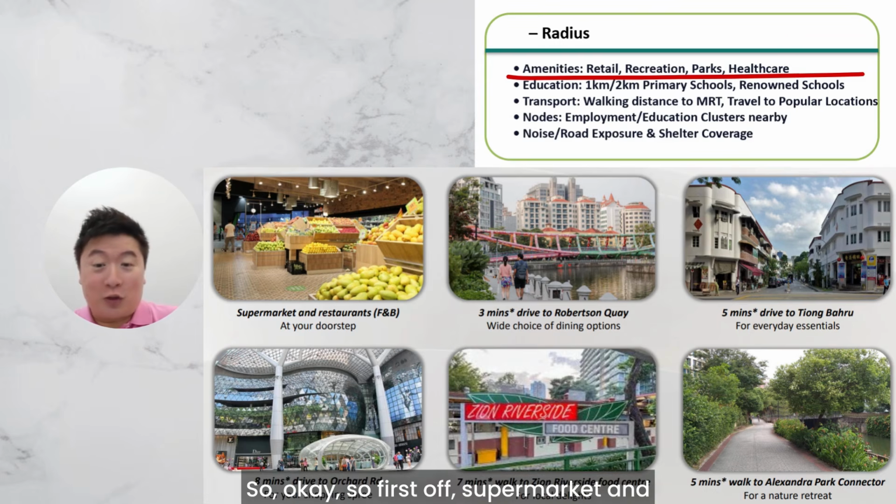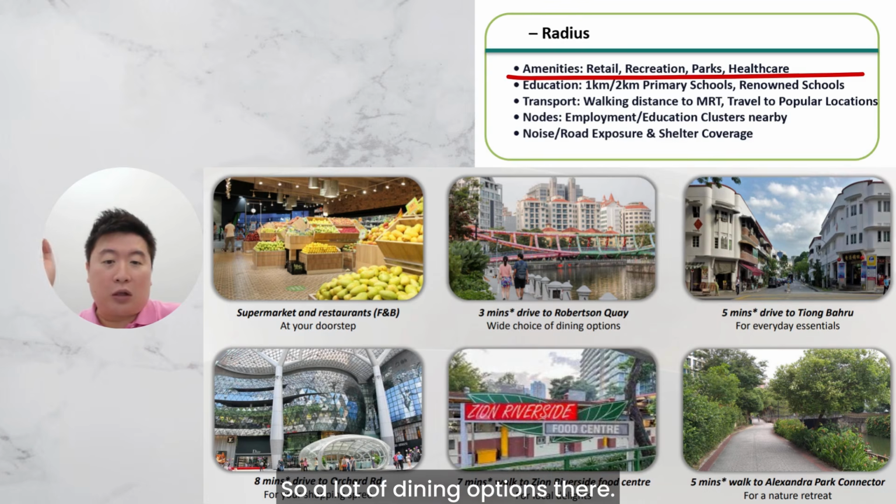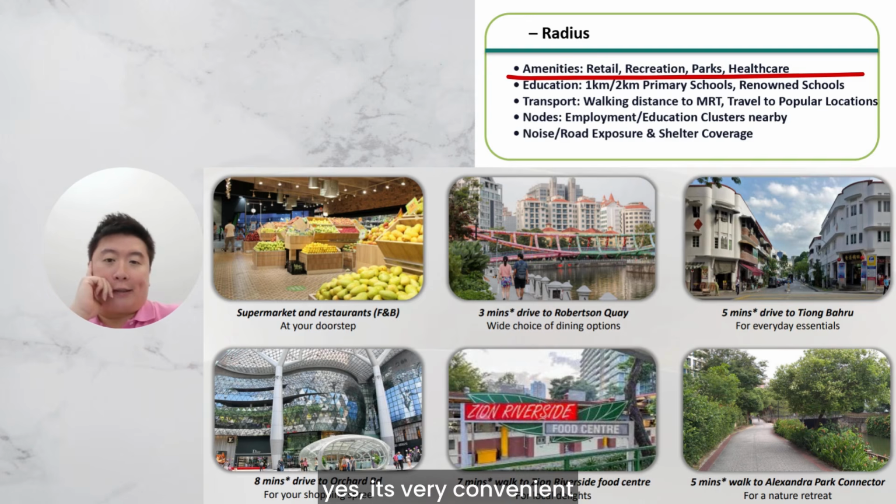So okay, first off, supermarket and restaurants right at your doorstep. Yes, one supermarket, 22 restaurants, so I think food options would be plenty. 3 minutes drive to the Robertson Quay, so a lot of dining options there. That's true, especially when you have the new Robertson development over there as well, once it's up. Now, 5 minutes drive to Tiong Bahru. Tiong Bahru is very convenient, and the Tiong Bahru market has a lot of good food as well.